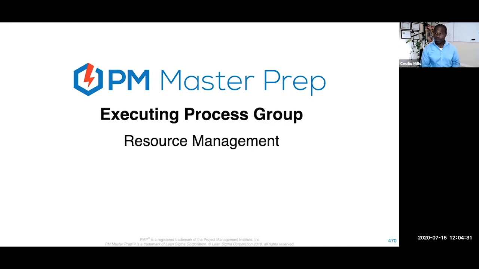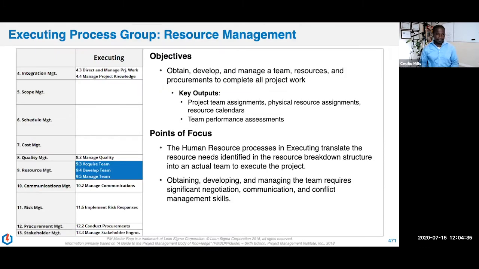Let's get into resource management. All right, so we have 3 processes here. Acquire the team, when we actually get people. This could have happened in planning, by the way. We could have acquired a couple of folks while we were in planning. Just another opportunity to show you how we jump back and forth between process groups on the exam. We don't always stay stagnant in one process group. And then we'll develop the team and we'll manage a team.